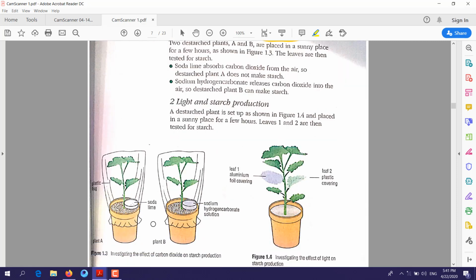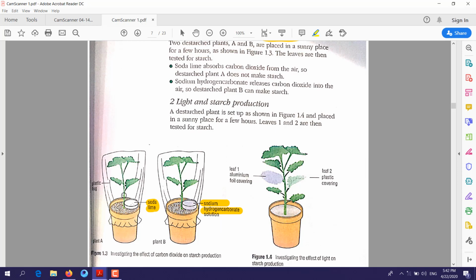Look at these two plants. As you can see, they are covered with a plastic bag or plastic sack, to prevent air from entering. So what will happen? With the two plants, in one of them we will put soda lime, and in the second one, we will use sodium hydrogen carbonate.